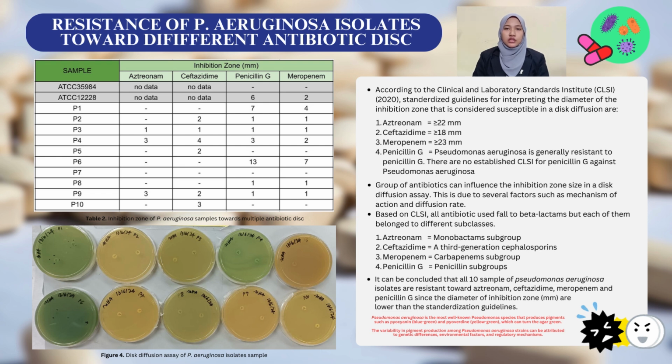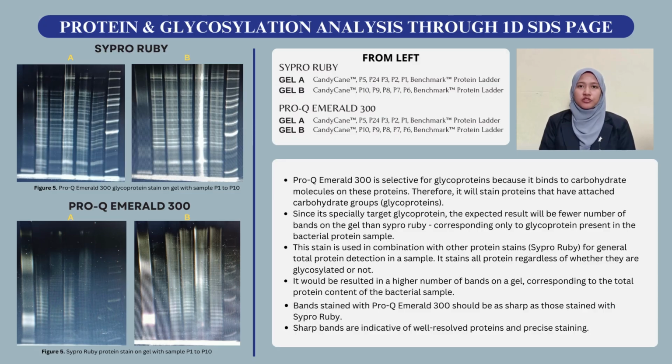As mentioned previously, in this disc diffusion assay, we use 4 antibiotic discs which are aztreonam, ceftazidime, penicillin, and meropenem. According to Table 2, all 10 samples of local isolates have a low range of inhibition zones, starting from 1 mm to 13 mm. This does not meet the standardization set by the Clinical and Laboratory Standards Institute. In a nutshell, all 10 local isolates were resistant to all 4 antibiotic discs, which strengthens their title as multi-drug resistant pathogens.